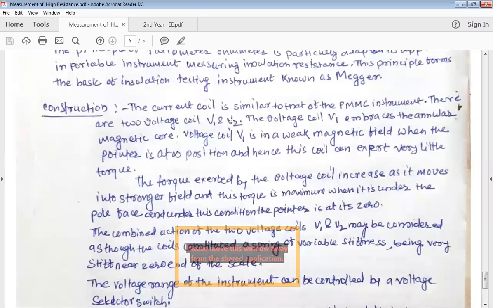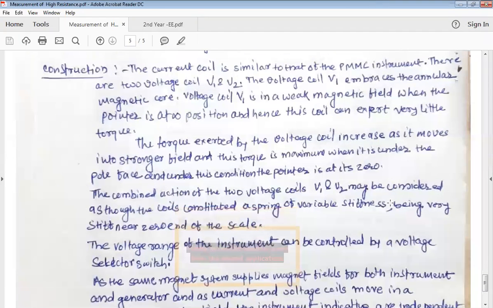There are two voltage coils, V1 and V2. Voltage coil V1 is embraced with the angular magnetic core. Voltage coil V1 is in the weak magnetic field when the pointer is at the infinity position. Hence, this coil can exert very little torque, and the torque exerted by the voltage coil increases as it moves into the stronger magnetic field, and this torque is maximum when it is under the pole face, and under this condition the pointer is at 0.